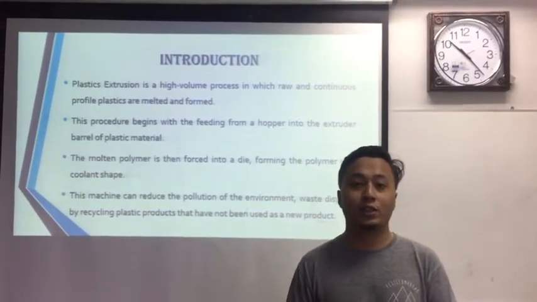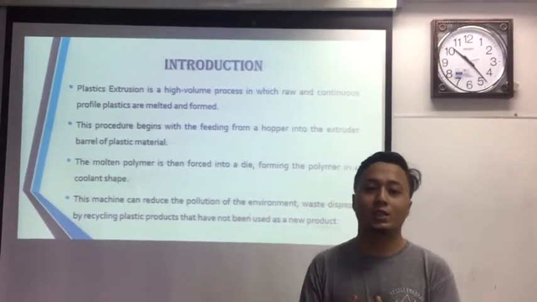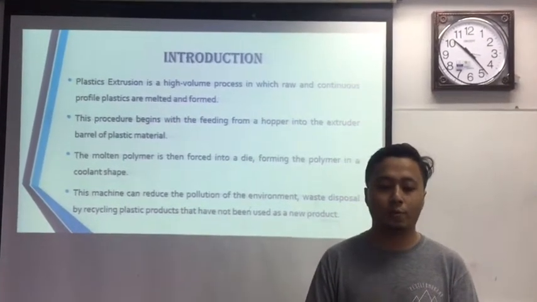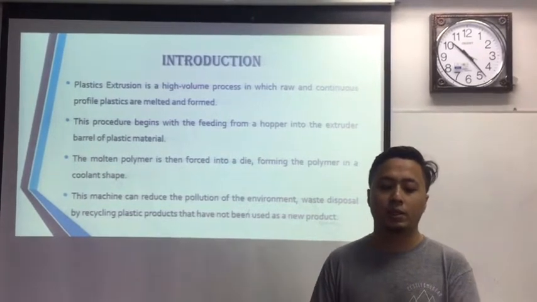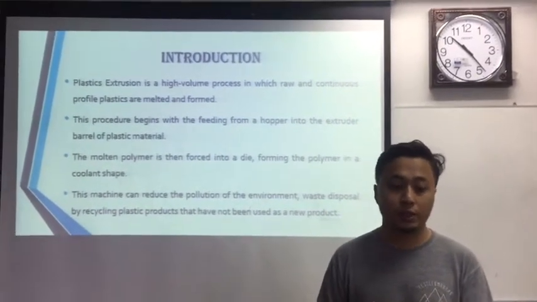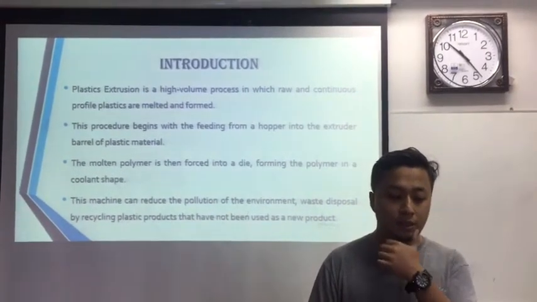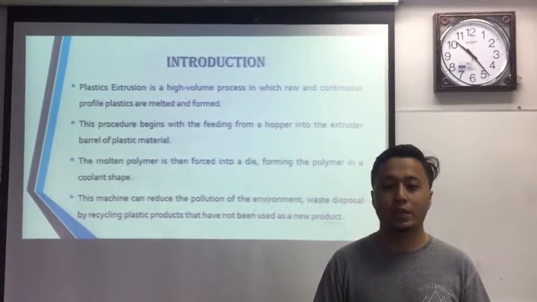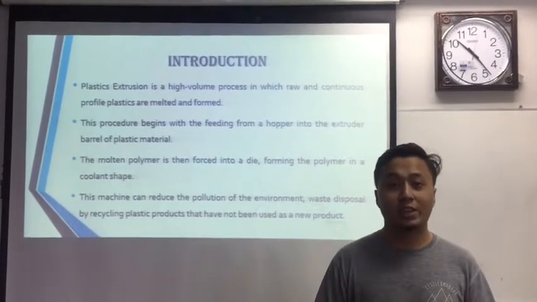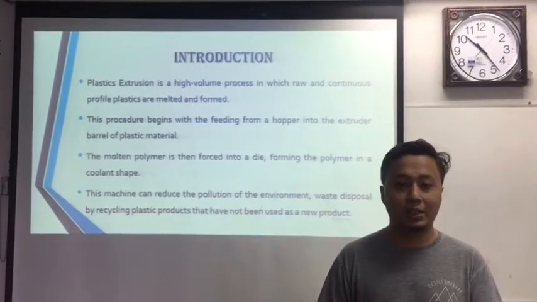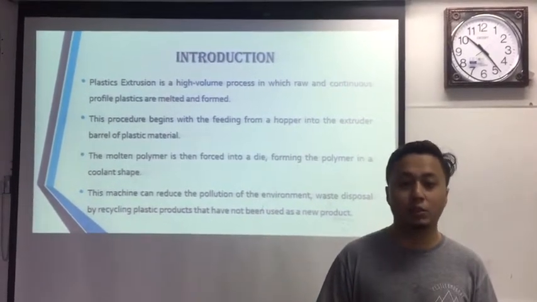For the introduction, plastic extrusion is a high volume process in which raw plastic is melted and formed into a continuous profile. This process begins with feeding plastic material from a hopper into the extruder barrel. The molten polymer is then forced into a die, forming the polymer into a cooler shape. This machine can reduce environmental pollution and waste disposal by recycling plastic products that have not been used as a new product.